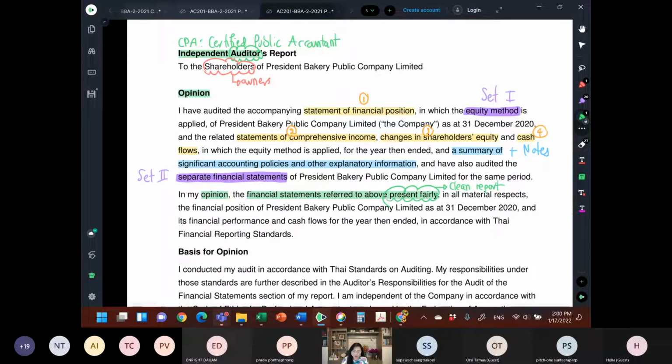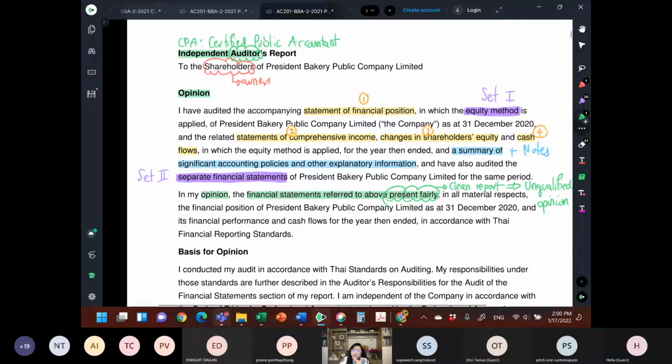So why do I call this a clean report? Because there are no concerns or problems or anything, right? But the term clean report is actually an informal term. For the formal term, this is called an unqualified opinion, all right? Unqualified opinion.